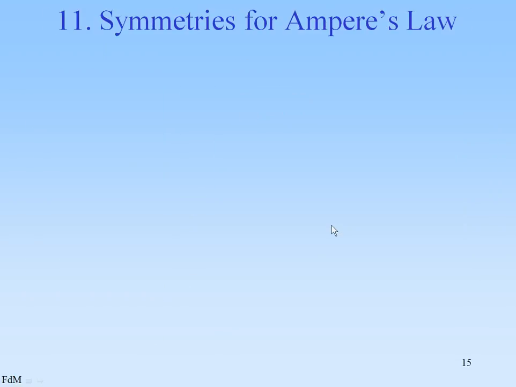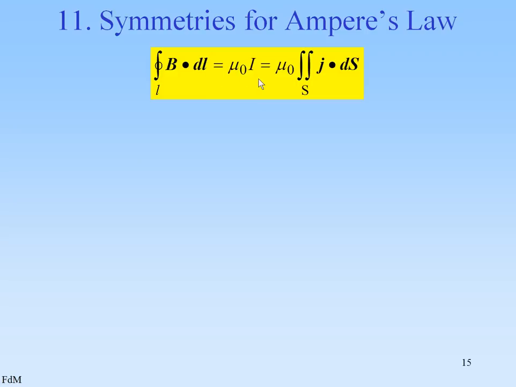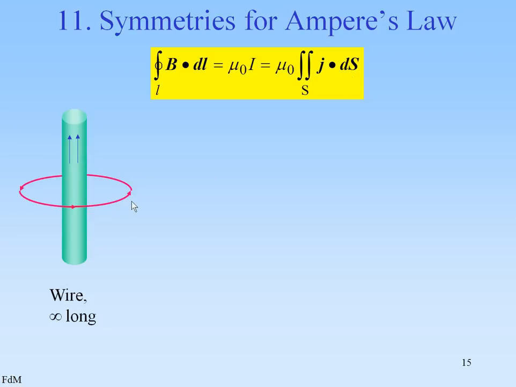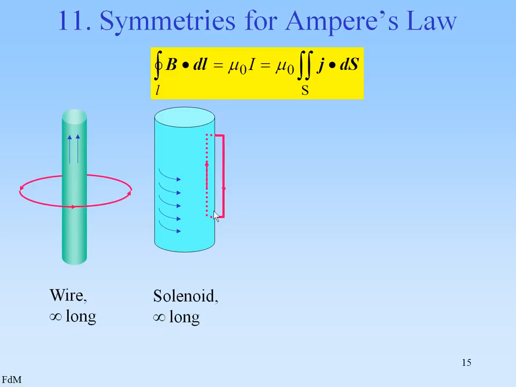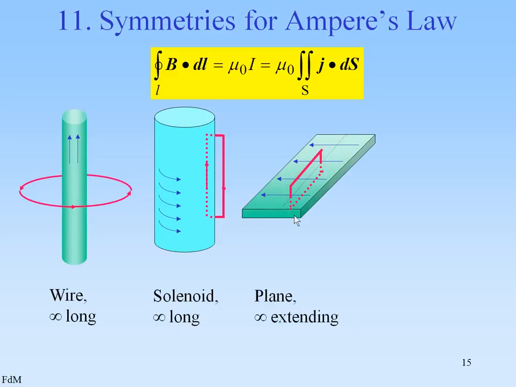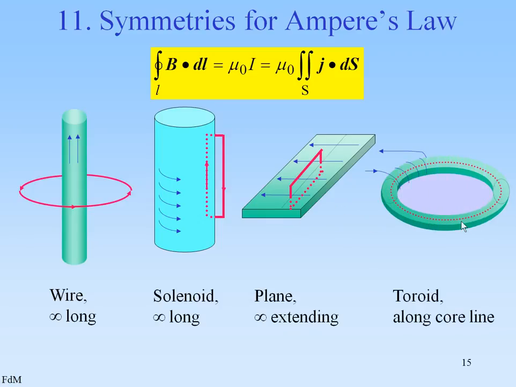Topic 11. The symmetries for Ampere's law. Here is Ampere's law. The path integral over the closed path L is mu naught times the enclosed current, or in terms of the current density in amperes per square meter. We have already discussed this symmetry along a wire. Here is the symmetry with the solenoid, with a path crossing the wall of the solenoid. Here we have a solenoid with an infinite radius, a plane, and this is a toroid, and then the path integral will be taken along the core line.